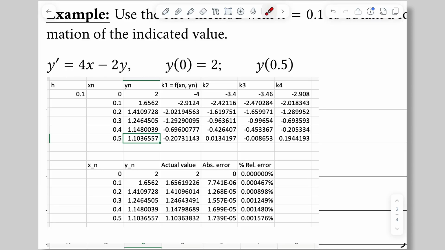Now we saw in the previous set of videos how to compute the error table here. And what we see is a percent relative error using a step size of 1/10 of 0.001576. If you reference the previous videos, this is a much smaller error. I mean, even using the improved Euler's method, that was like 0.78%.